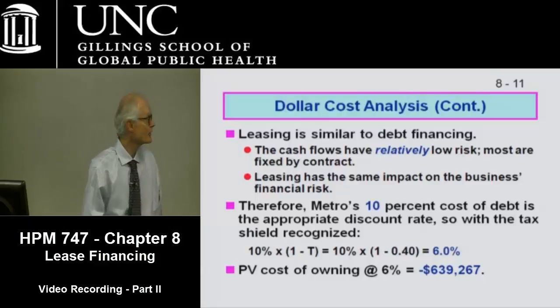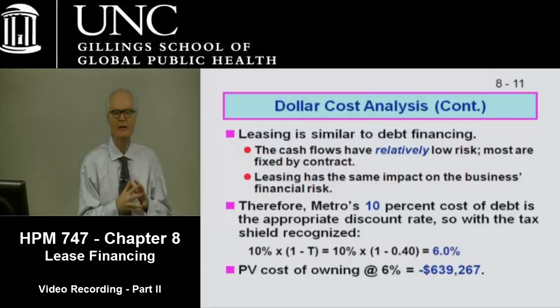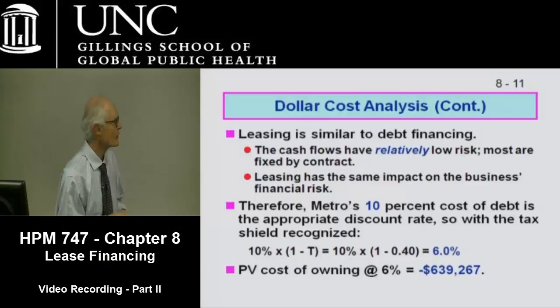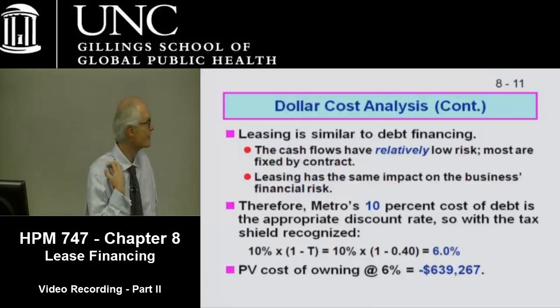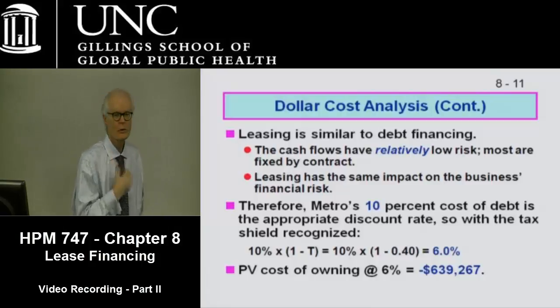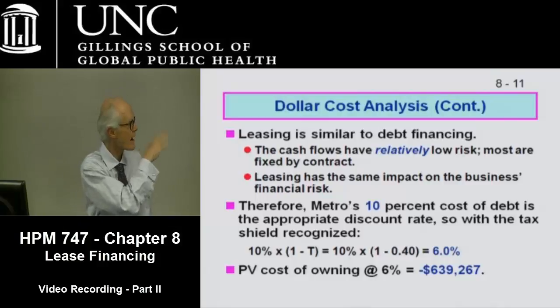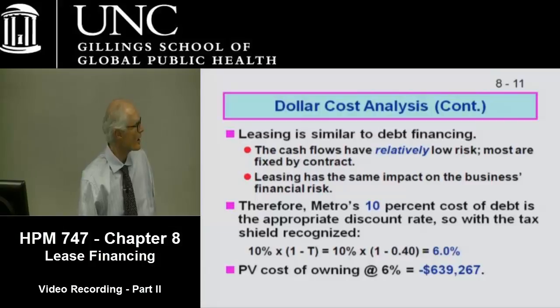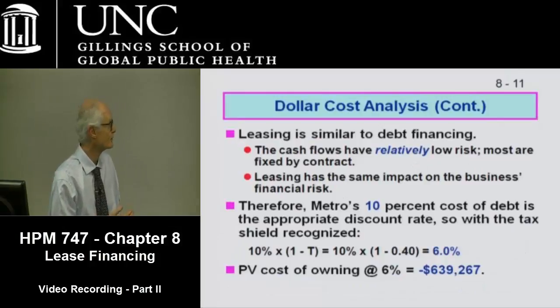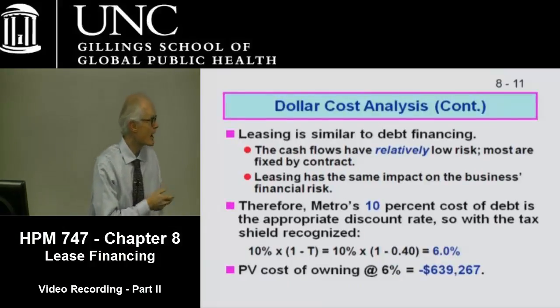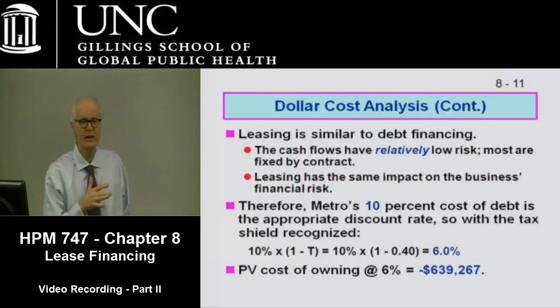Metro's 10% cost of debt is the appropriate discount rate, but it's a tax-paying organization, so we have to discount those cash flows using the after-tax cost of debt. So what we're doing is we're taking the cash flows that we just identified there, the negative 1012 and so on, and we're going to discount all those cash flows by the after-tax cost of debt, which is 6%. And if we do that, we get a negative 639,267.